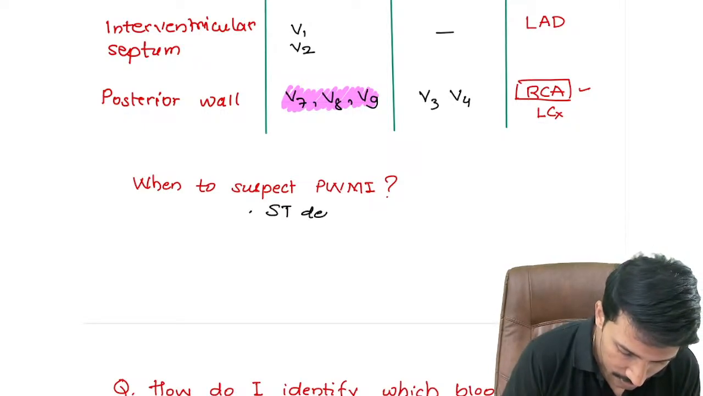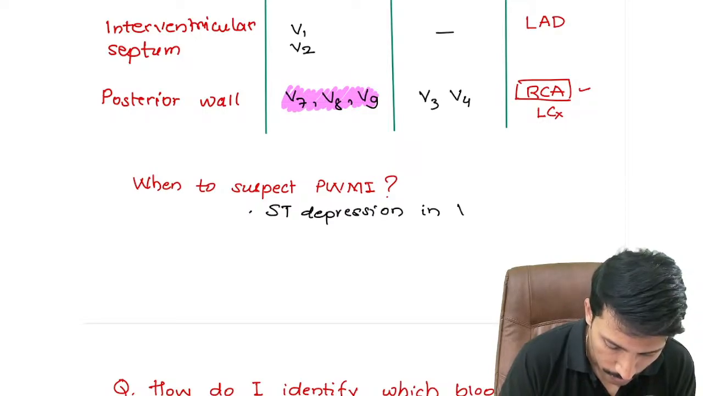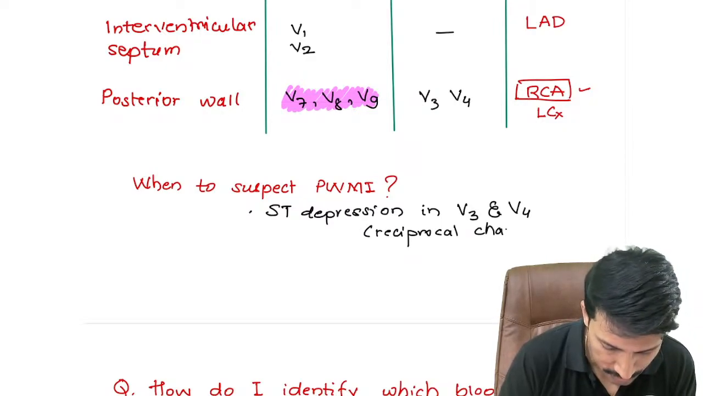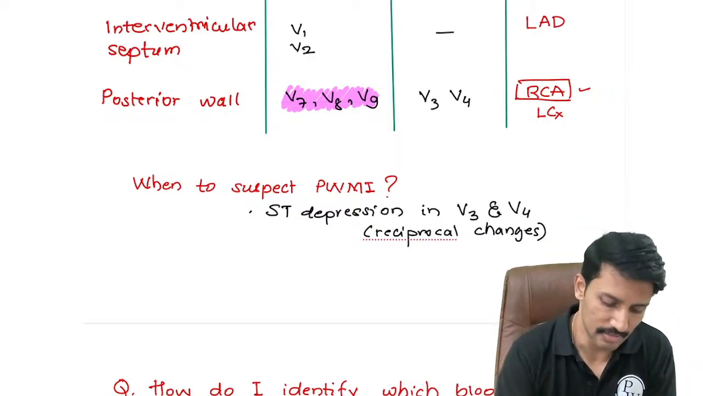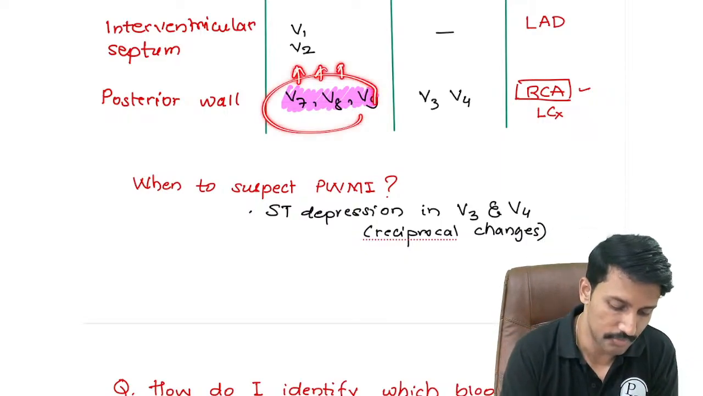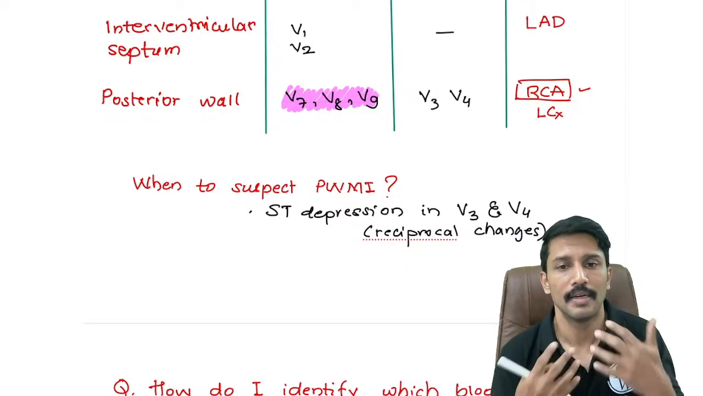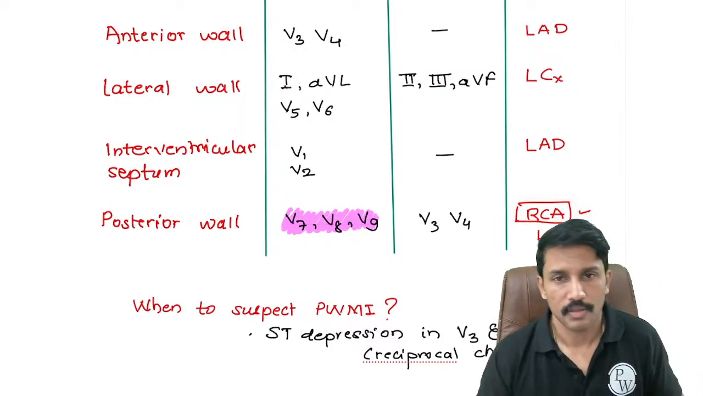So whenever I have ST depression in V3, V4, because these are reciprocal changes for the ST elevation in posterior leads, I should add 3 leads. Of course, I may end up finding the ST elevation there, and I will confirm the diagnosis of posterior wall MI. Okay. The second, what is the main blood supply to the posterior wall?